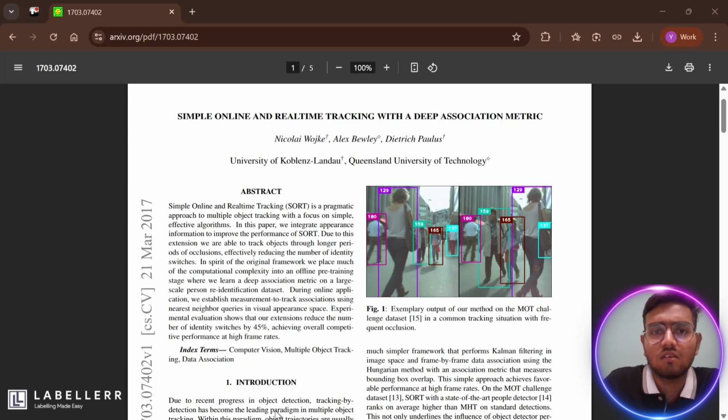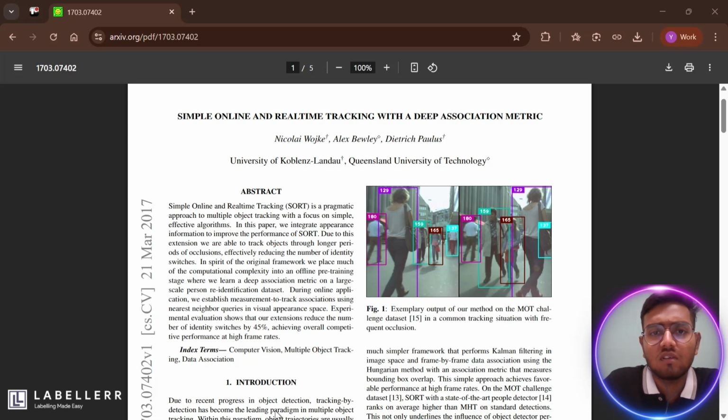Think of it like this: instead of trying to track objects from the very first frame, we first detect all objects in each frame and then we try to connect these detections across frames. It's like taking a snapshot of a room every second and then trying to figure out which person in snapshot 2 is the same as the person in snapshot 1.